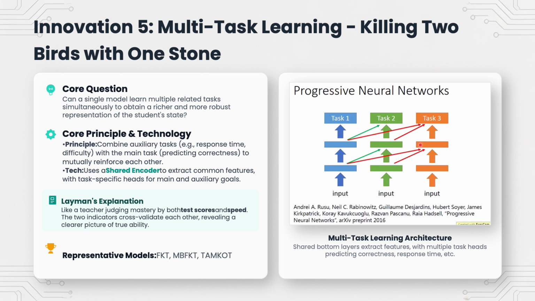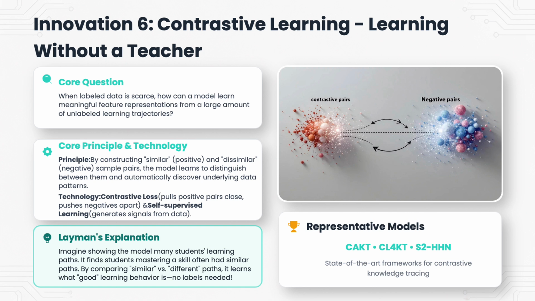Sixth, we have contrastive learning, a powerful technique for when data is scarce. The idea is brilliant in its simplicity. Let the model learn by comparing. By showing it examples of similar learning paths, like students who all mastered a skill, and dissimilar paths, the model can automatically discover what constitutes effective learning behavior. This self-supervised approach, used in models like CAKED, helps the model learn meaningful representations without relying on extensive manual labeling.